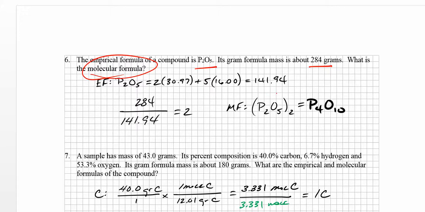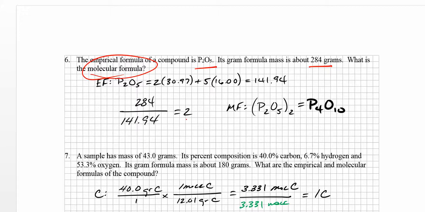141.94 is the mass of the empirical formula, but they're telling me that the gram formula mass for this compound is not 141.94, it's 284 grams. So the question becomes, what is the ratio of this 284 gram number that they're giving me to the 141.94 grams that I've calculated from the empirical formula? Well, 284 divided by 141.94 is about 2. So the ratio of the molecular to the empirical formula is 2.